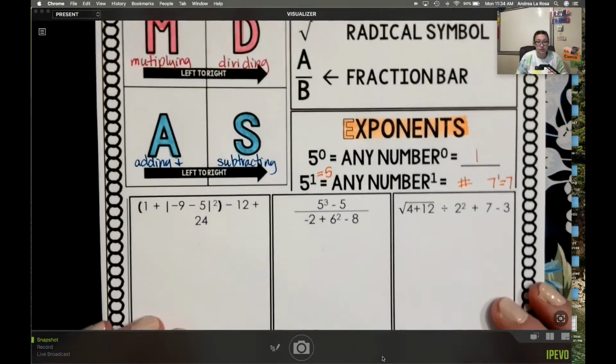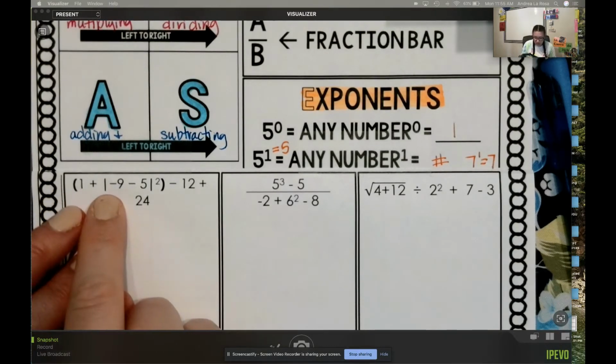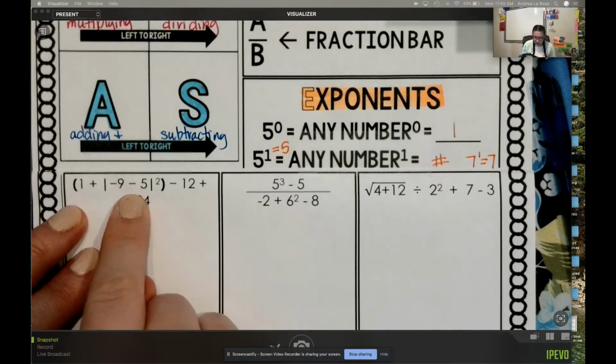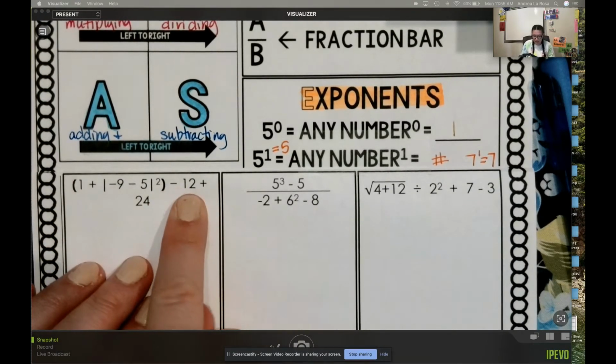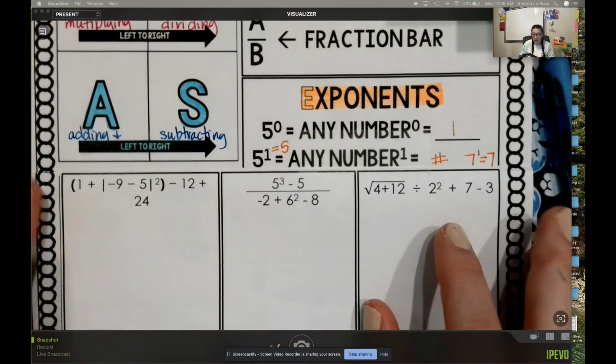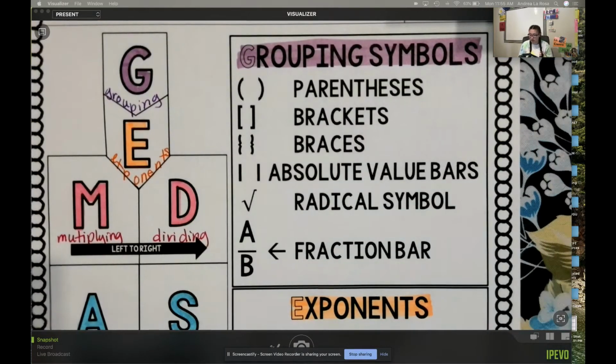So let's go through some examples. This first example, we have 1 plus the absolute value of -9 minus 5, absolute value squared, in parentheses, minus 12 plus 24. For order of operations, again, we're doing GEMDAS. It really has helped my students in the past when they write it at the top of their papers to help them remember the order that your work should go in.